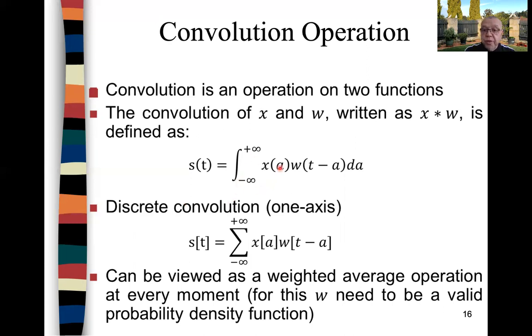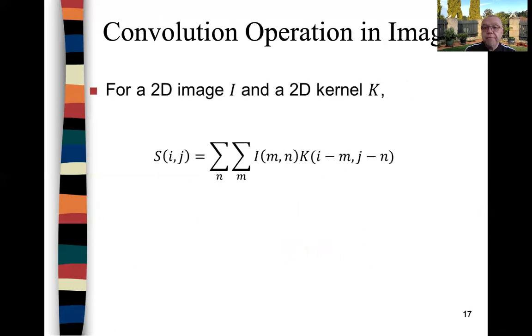This is in the case where your functions x and w are continuous. But if they're discrete, then you would replace the integration with a summation, from minus infinity to plus infinity. And you can view this as a weighted average operation at every time. So for each value of x(a), you're giving it a certain weight, okay?